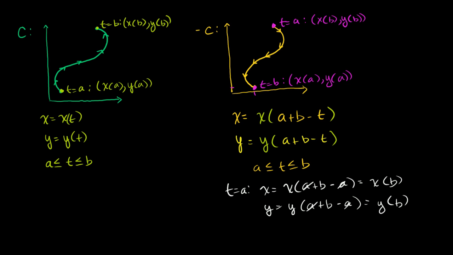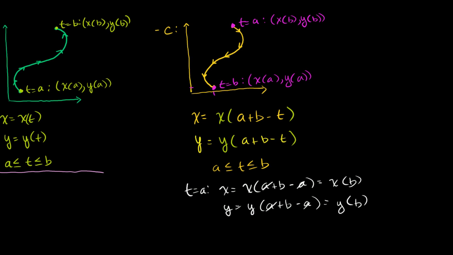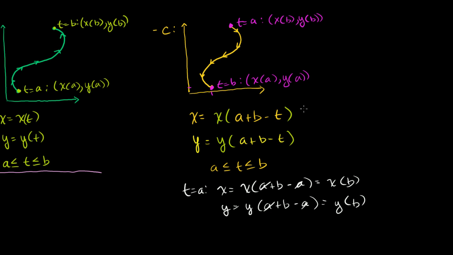And then we could do the exact same thing when t is equal to b. I'll do it over here because I don't want to lose this. Let me just draw a line here. I'm just still dealing with this parametrization over here. Actually, let me scroll over to the right just so that I don't get confused. So when t is equal to b, what does x equal? X is equal to x of a plus b minus b, right? So that's equal to x of a. And then when t is equal to b, y is equal to y of a plus b minus b. And of course, that's going to be equal to y of a.